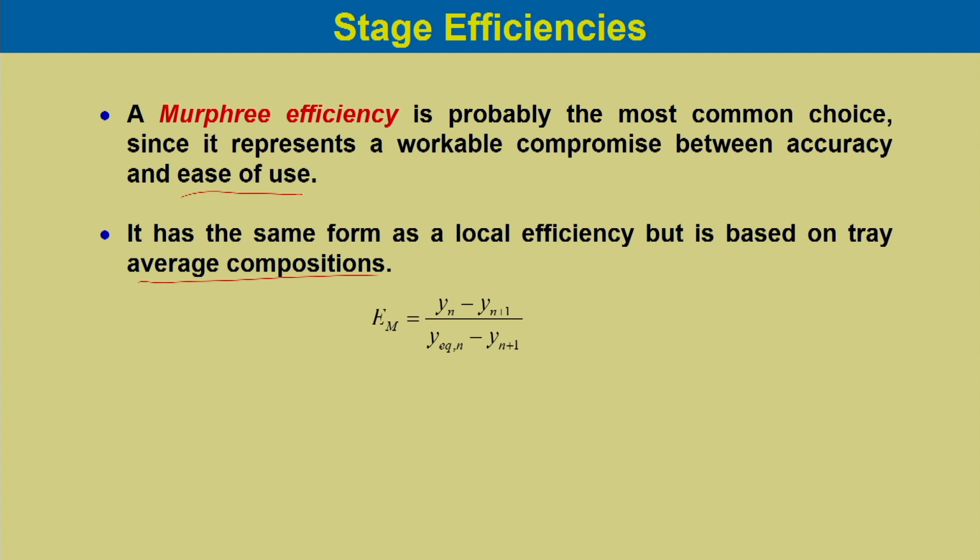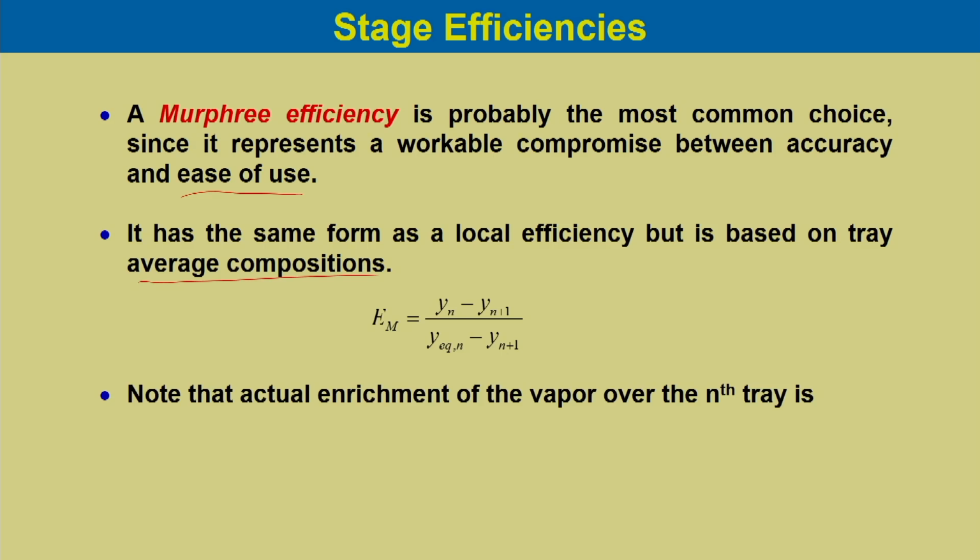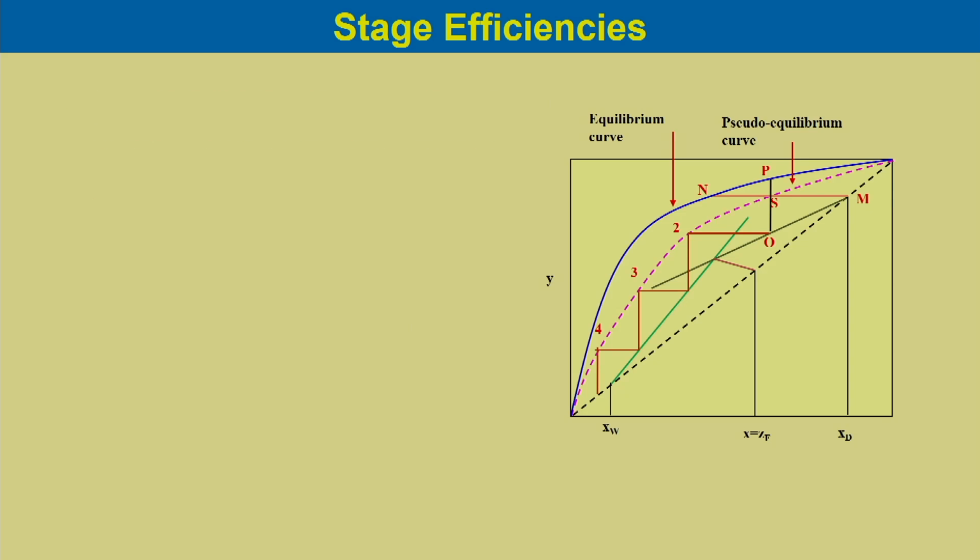It is defined by E_M, the Murphy stage efficiency, equal to (y_n minus y_n+1) divided by (y_equilibrium,n minus y_n+1). So, for the actual enrichment of the vapor over the nth tray, we can write y_n minus y_n+1 equal to E_M times (y_equilibrium,n minus y_n+1). So, this is the actual enrichment in that tray.